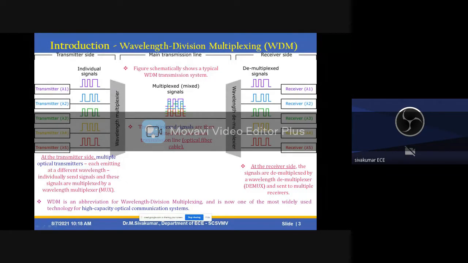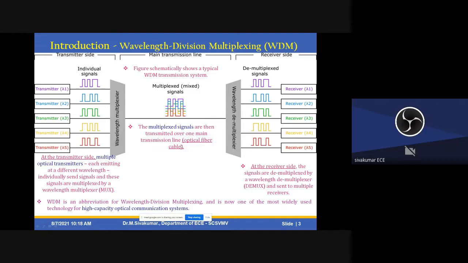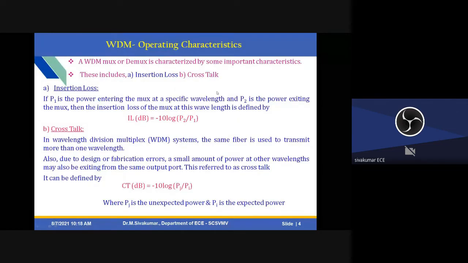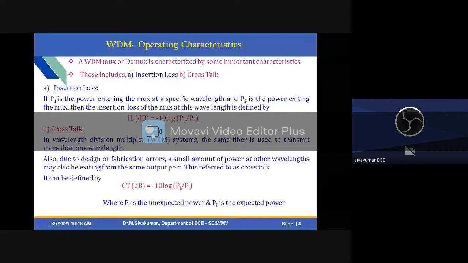WDM is nothing but wavelength division multiplexing, and it is now one of the most widely used technologies for high capacity optical communication system design. This is one of the operating characteristics. The wavelength division multiplexer or demultiplexer is characterized by some important characteristics. This includes insertion loss and crosstalk.